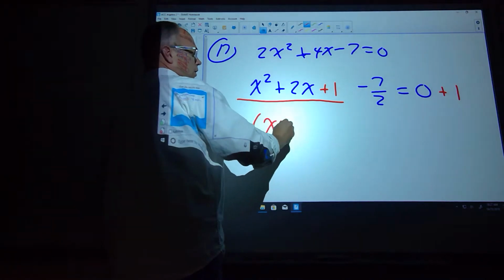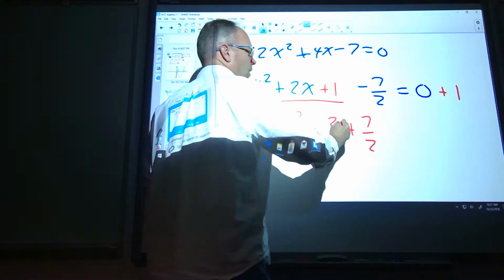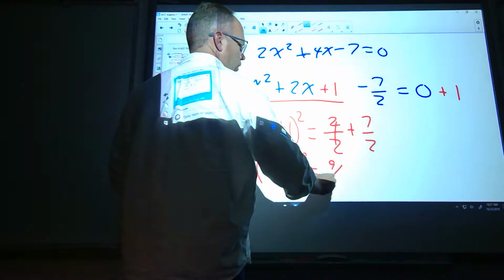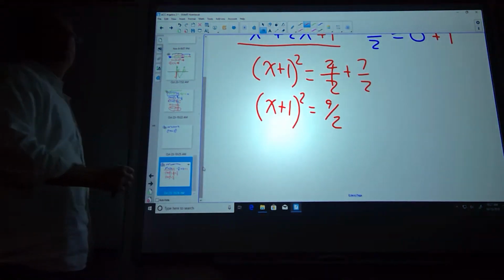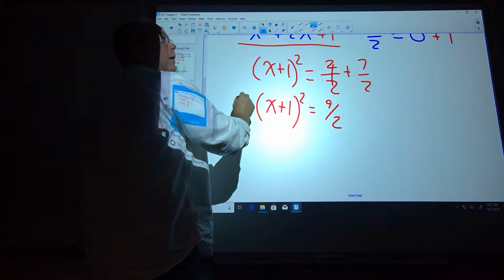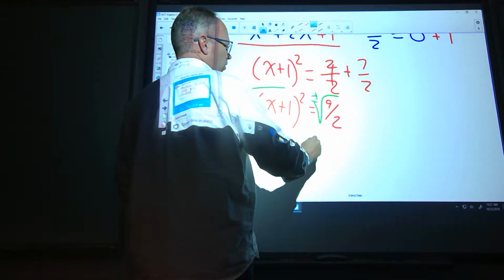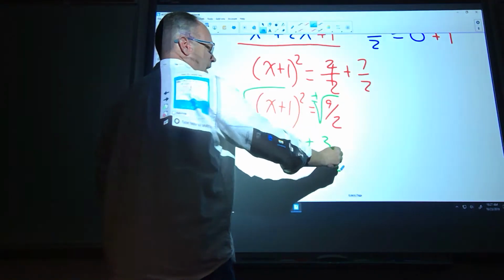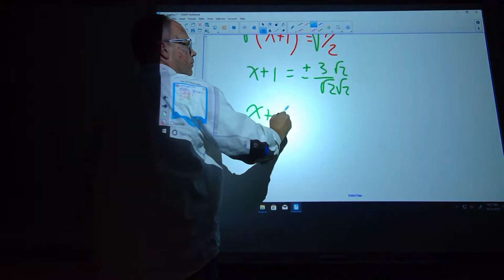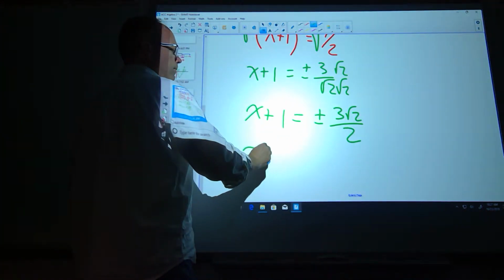So that's (x + 1) quantity squared equals, I can move that over, plus 7 over 2. So that's the same thing as 2 over 2. So (x + 1) squared equals 9 over 2. That okay? Yeah. Favorite thing is root. So I get x plus 1 equals plus or minus 3 over root 2. I can't have that, so multiply both top and bottom by root 2. 3 root 2 over 2. Subtract 1.